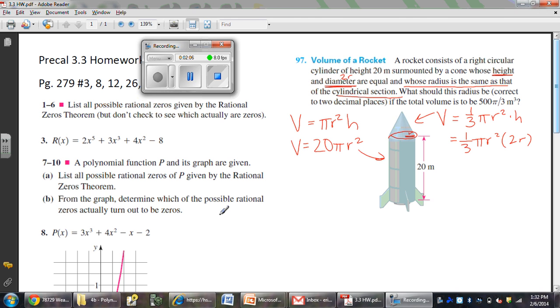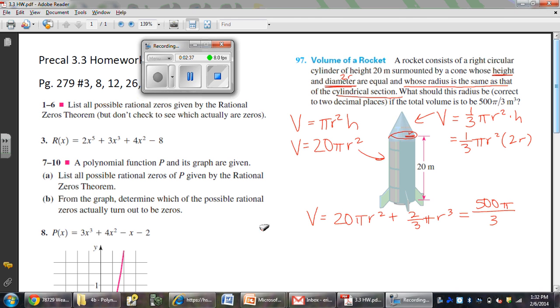So now I have a complete volume formula if I add those together. My volume would be 20 pi r squared plus, and over here I'm going to simplify: 1/3 times 2 would be 2/3 pi, and then r squared times r would give me r cubed. So this is the volume of the whole shape. Then it tells us that we want the volume to equal 500 pi over 3. So all of that equals 500 pi divided by 3.